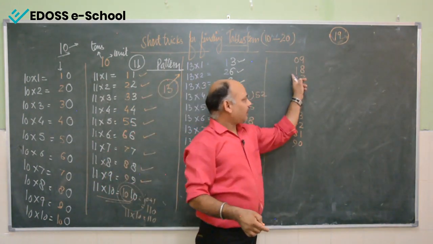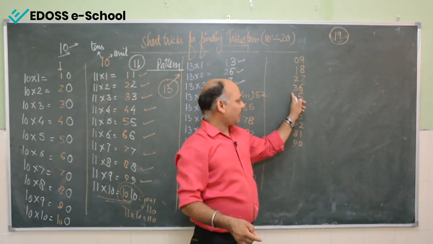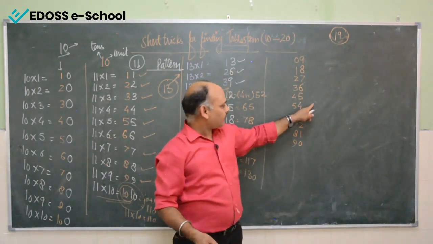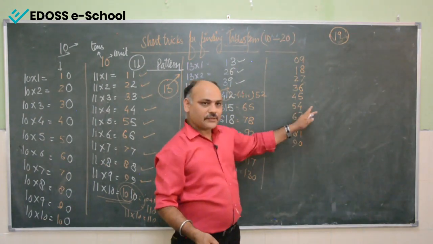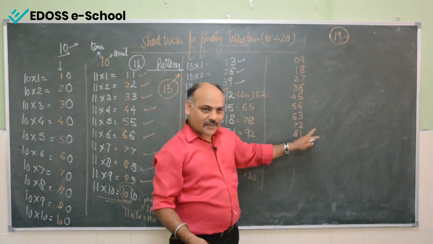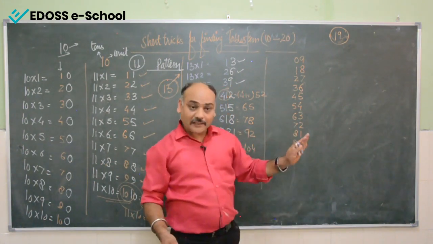9 1s are 9, 9 2s are 18, 9 3s are 27, 9 4s are 36, 9 5s are 45, 9 6s are 54, 9 7s are 63, 9 8s are 72, 9 9s are 81, and 9 10s are 90.